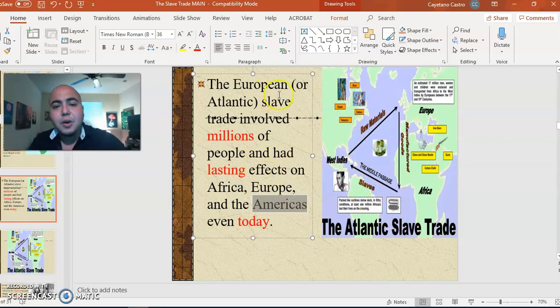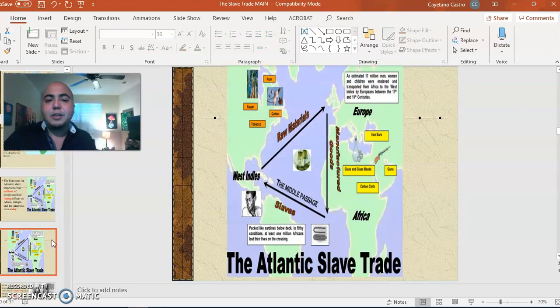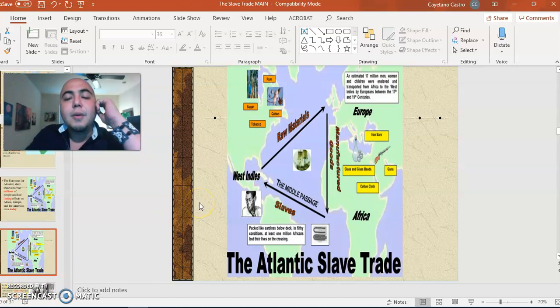So this is called the Atlantic slave trade. Okay, that's another name. This is also known as the triangular trade because of the shape that it makes. Now I'm gonna go over the importance of each of those lines. So I provided this picture right here so you can see what each line is representing.